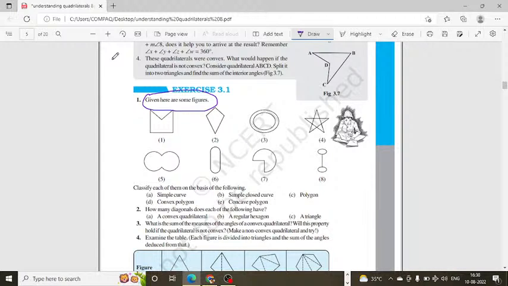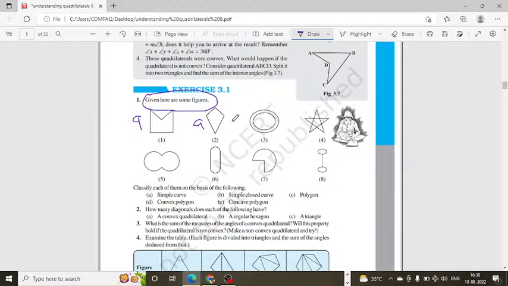Okay, let me tell you what the first figure is. Here we are given some options: simple curve, simple closed curve, polygon, convex polygon and concave polygon. Here we can see the first figure is a simple curve. So we'll put A here because A is the answer for the first one. Now let's move to B. B is also a simple closed figure, as you can see here.